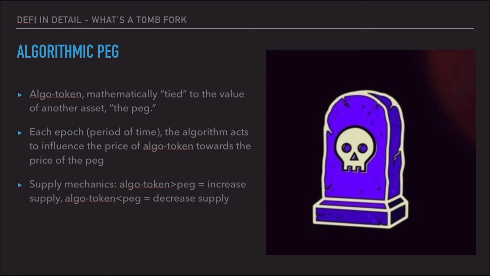Supply mechanics of this algorithm are pretty simple. It's this here. If the algo token's value is greater than the value of the peg, the algorithm is going to increase the supply of the algo token. So if you understand basic supply-demand economics, we're increasing the supply, watering down the supply, we're putting downward pressure on the price of that asset. If the algo token is less than the price of the peg, then we're going to decrease the supply. We're going to create scarcity and put upward pressure on the price of the algo token.